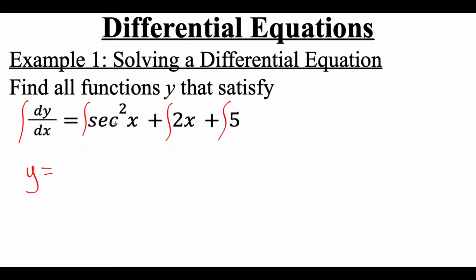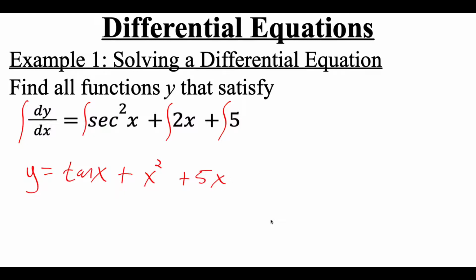So if we do the integral of this secant squared of x, that's going to turn into the tangent of x, plus if we do the integral of this 2x, that's going to turn into x squared. And if we do the integral of this 5, that's going to turn into 5x.